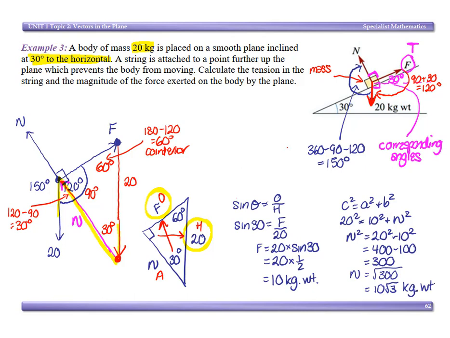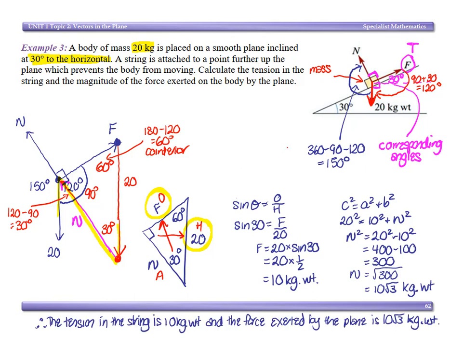Finish with a therefore statement. So therefore the tension in the string is 10 kilograms weight and the force exerted by the plane is 10 root 3 kilograms weight.